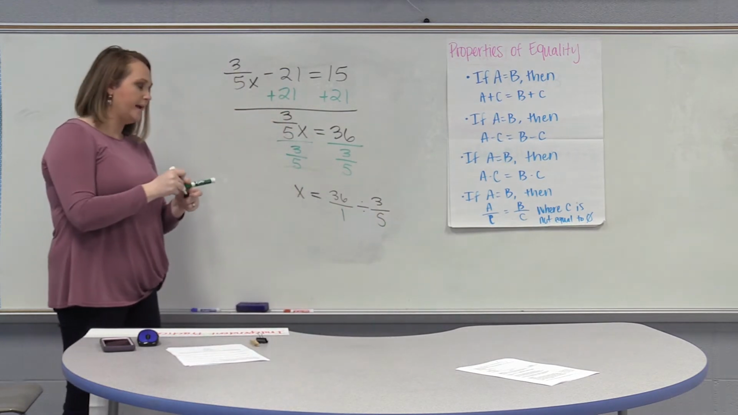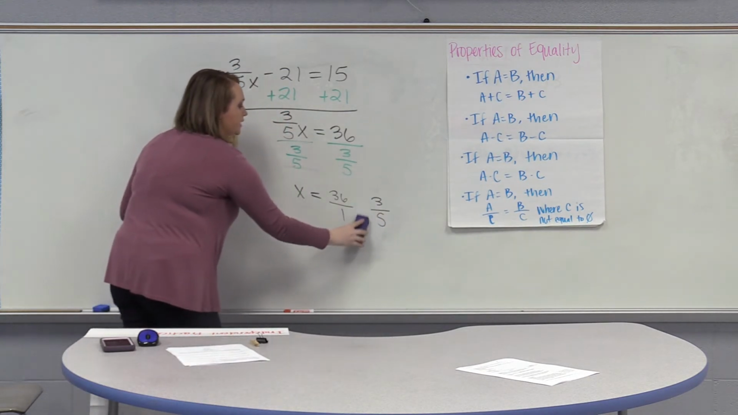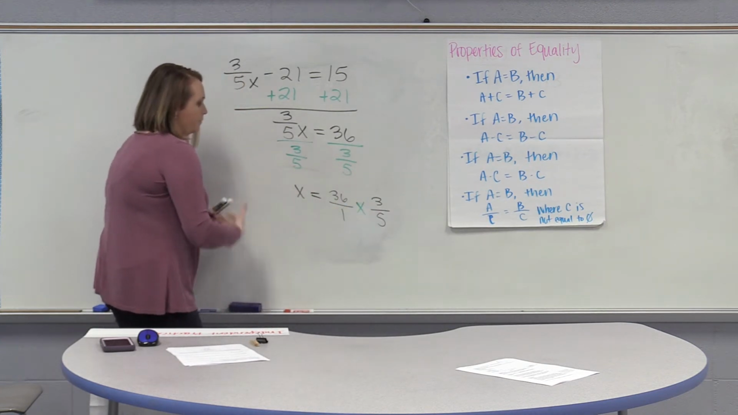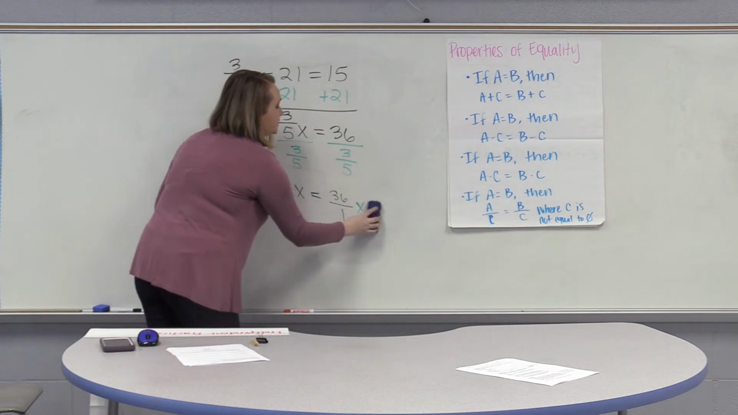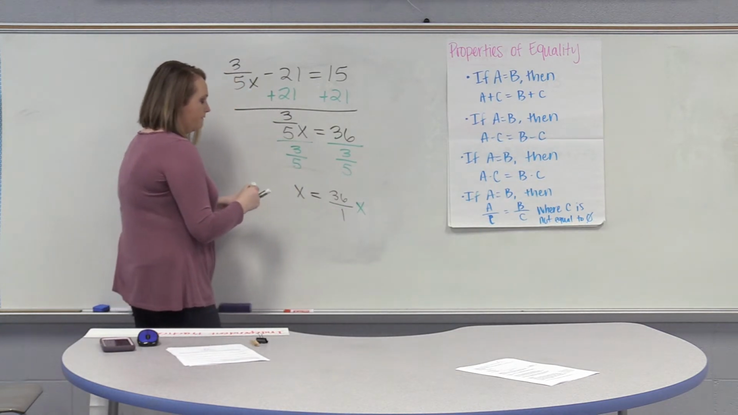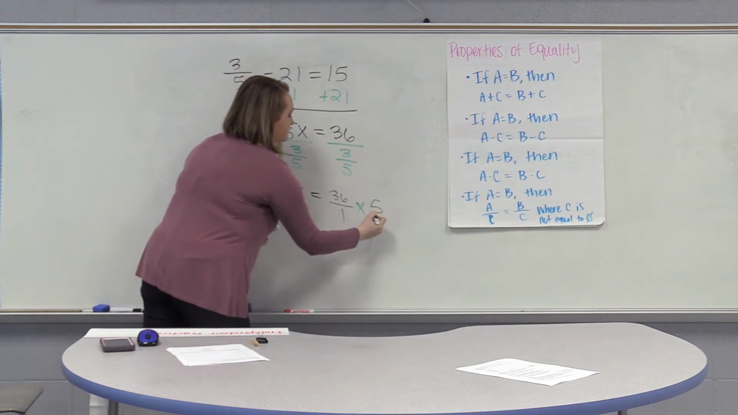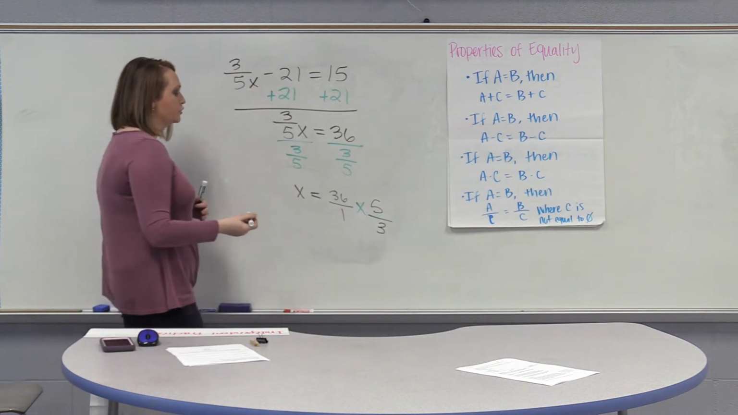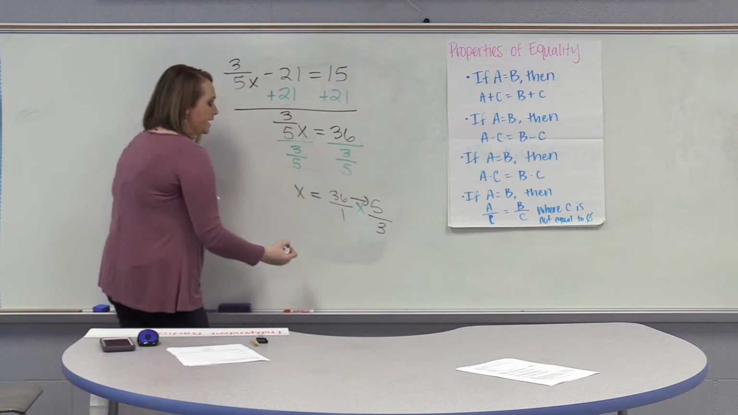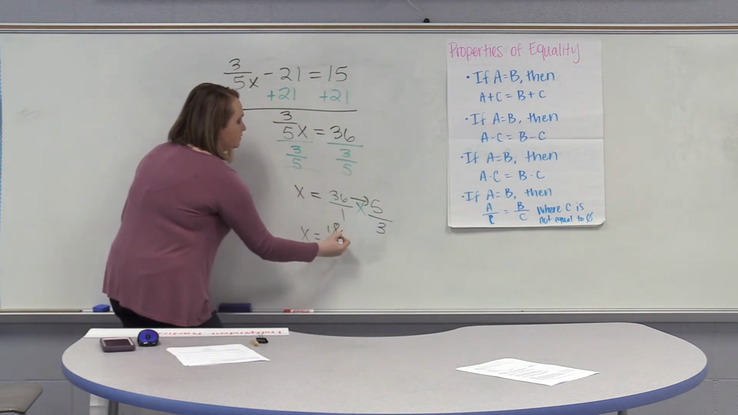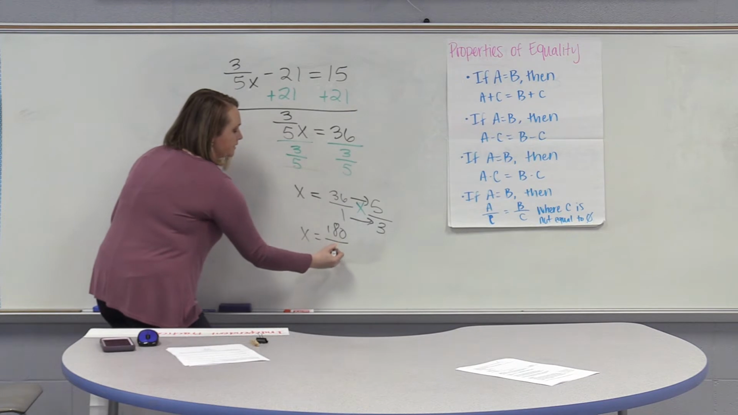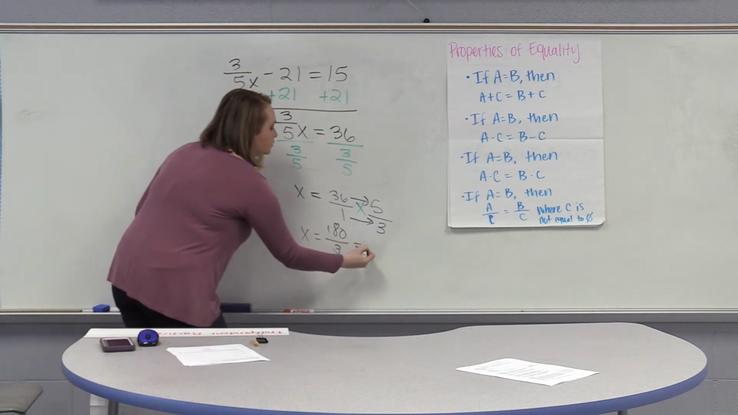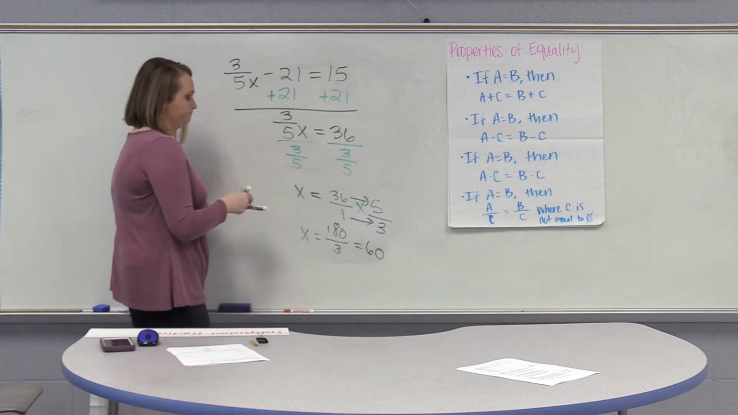Now, when I divide fractions, remember, I change that division sign to a multiplication sign, and I'm multiplying by the reciprocal, which would be 5/3. And now I'm going to multiply my fraction straight across. 36 times 5 is equal to 180. 1 times 3 is equal to 3. And I know that 180 divided by 3 is equal to 60.